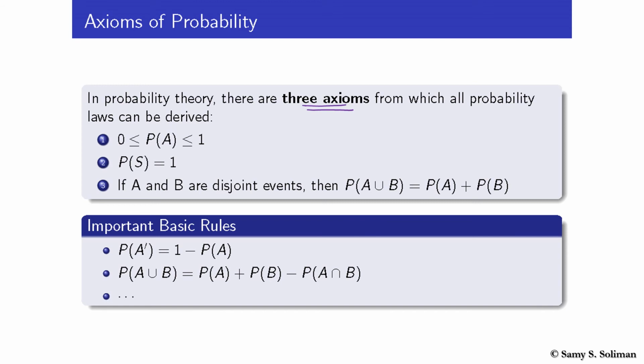The first axiom is that the probability of any event is larger than or equal to 0 and less than or equal to 1. Of course, the probability of any event is a non-negative value because it is the chance that one of the outcomes included in this event becomes the outcome of the experiment. This is definitely a positive number. So it can be 0 if event A has no elements or cannot happen.